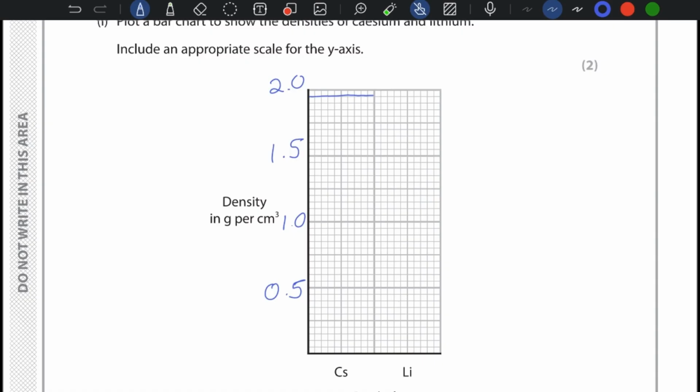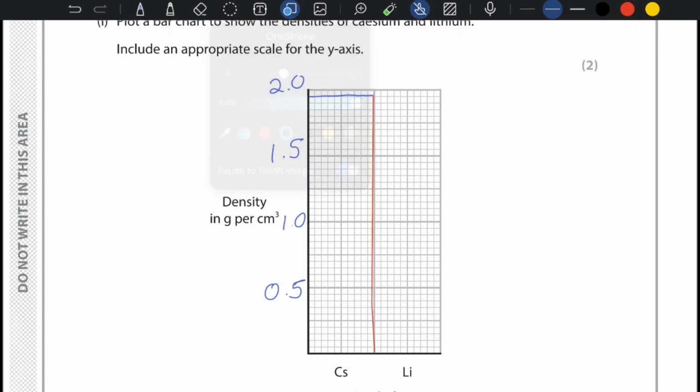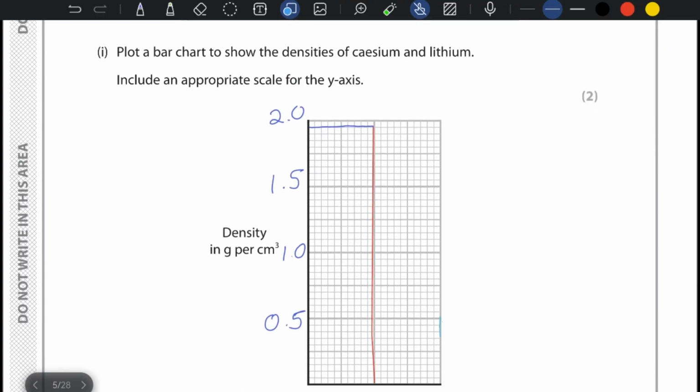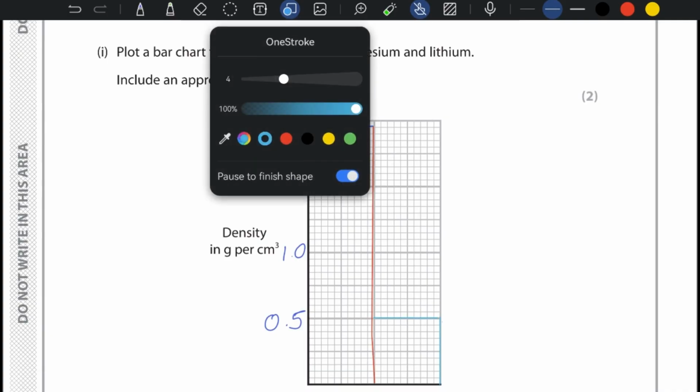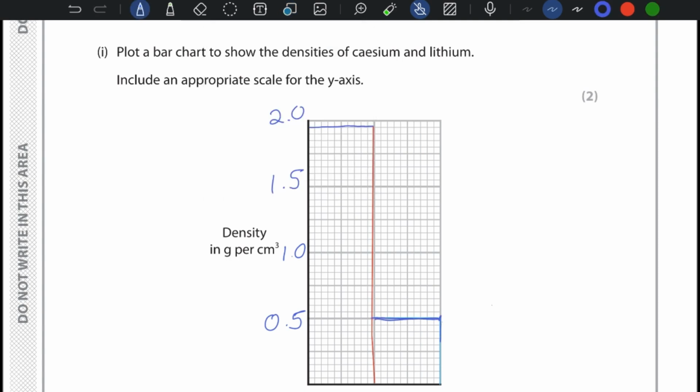Let's make a line. That's for cesium. For lithium, we can draw another line. Lithium at 0.5, so we can draw it right here, 0.5. Let's choose another color for lithium. So this is considered the bar chart for lithium and cesium.